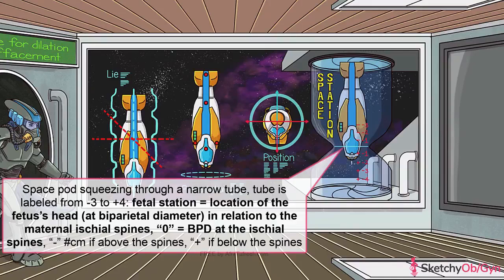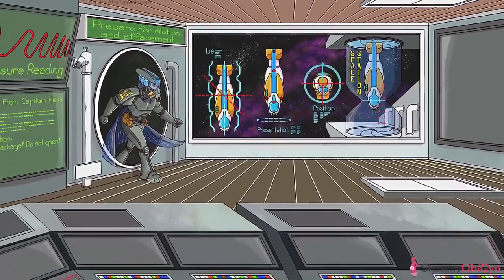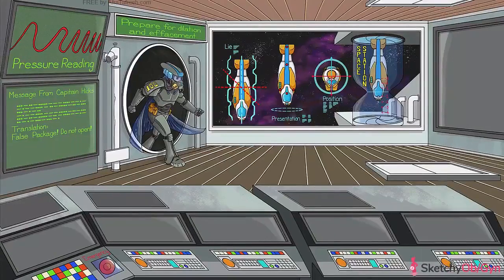So if the head is 1 centimeter in front of the spines, the value is at +1. +3 to +4 means you can see the baby's head at the introitus. But hold on, let's back up a little. We're not quite ready to deliver the baby yet. There's still a lot more to learn about labor itself.